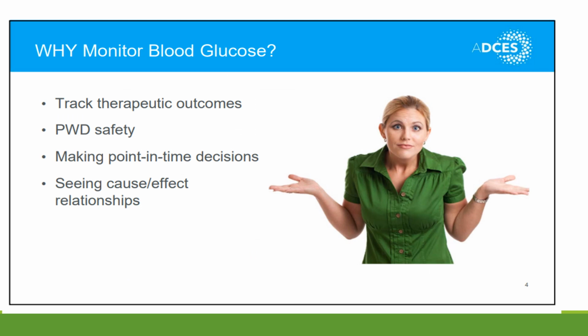So is continuous glucose monitoring useful? Is it helpful? We can use any type of monitoring to track a care plan to see if it's working. We can use it for safety for people who are on medications that can cause hypoglycemia. Patients can use it for in the moment decisions and also to better understand cause and effect relationships of choices.